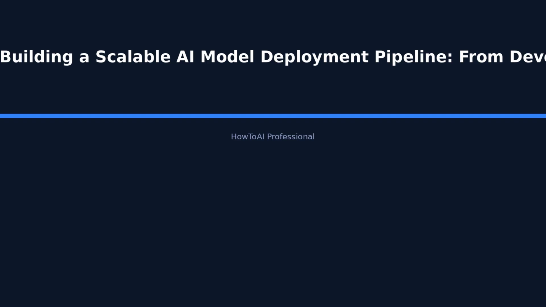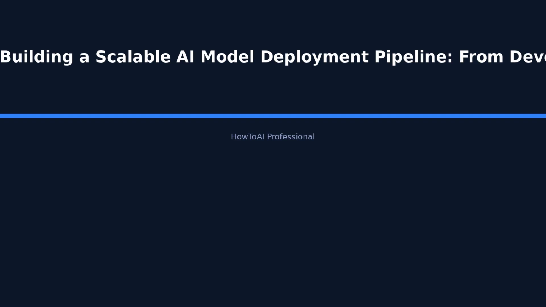Before jumping into the nitty-gritty of building a deployment pipeline, let's clarify what model deployment actually means. Model deployment is the process of making your trained machine learning model available for use in production. This involves transitioning from a development environment, where data scientists and engineers can experiment and iterate on models, to a production environment, which is stable, reliable, and often requires real-time performance.